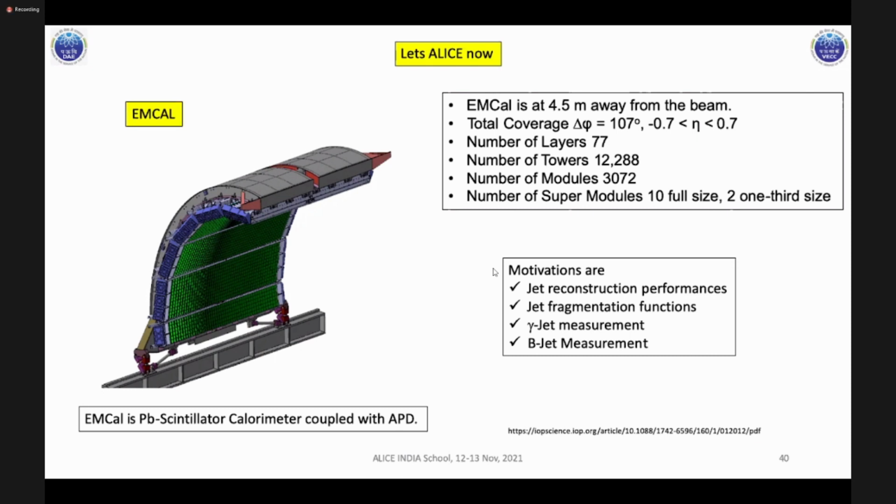And this EMCAL is inside this cylindrical part, which is inside the magnet. So you cannot put photomultiplier tube. What is the way out? They have used APD, avalanche photodiode, semiconductor diode, to sense these lights. Okay, so this is what EMCAL do and how it look like.